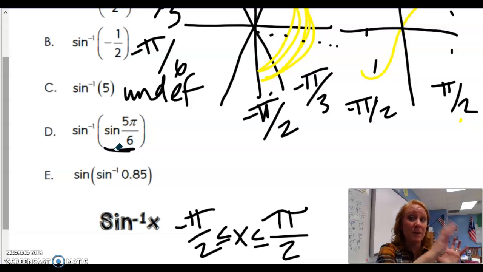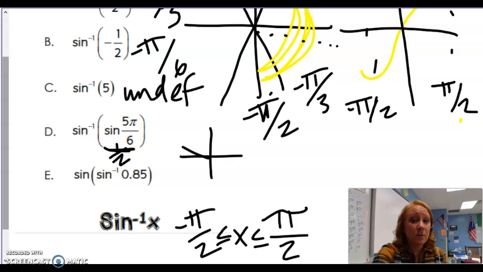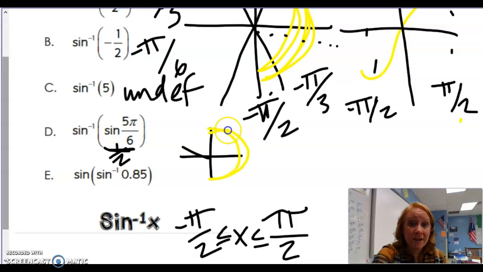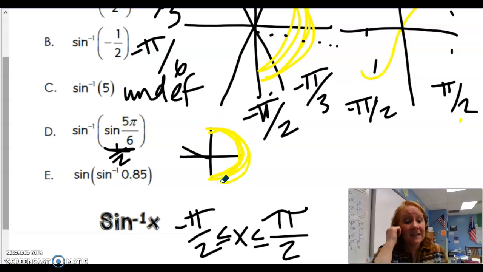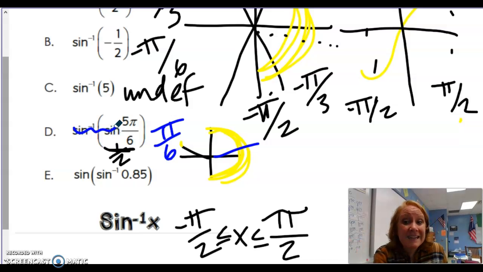The sine of that is positive 1/2 because it's above 0, right? So that's like right here. So it's 1/2. Then I'm asking, okay, where is the sine inverse? What angle has a sine equal to 1/2? Well, this one is out of my range, so I've got to say what gives me that inside? Positive pi over 6. So even though, yes, these technically undo each other, I have to bring it within the correct domain.